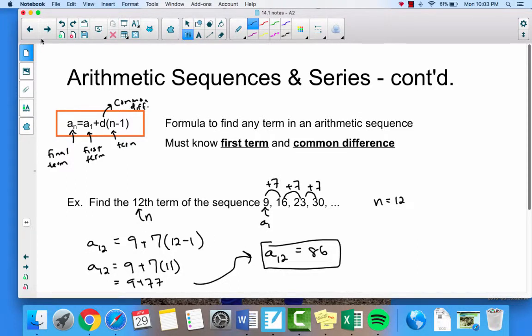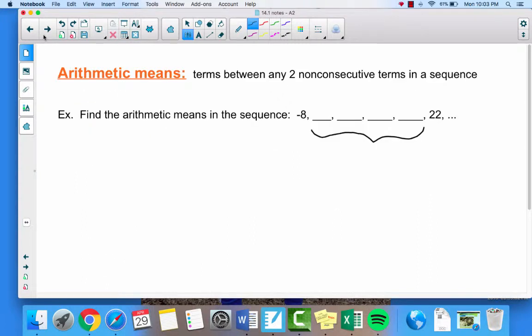We can also use this formula to fill in missing parts of the terms or of the sequence. So an arithmetic means is just another way of saying all the terms between two of the terms in the sequence. So I've got this example here that says find the arithmetic means in the sequence, and it starts with -8, and for what we need ends with 22. So there's some key things we need to know here in order to solve for all those missing items. The first thing we know is that -8 is our a sub 1. Okay, so that is our very first term.